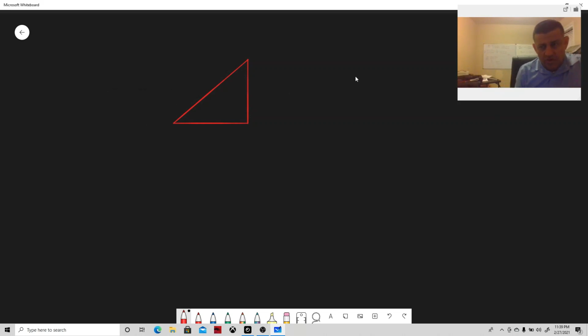Now, usually this is A, and this is B, and this is C. In this case, they've given us the values of A and B. We need to find C. So this is 12, and this is 5. Remember from the Pythagorean theorem that the formula is A squared plus B squared is equal to C squared, correct?